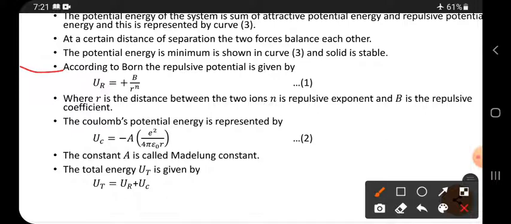According to Born, the repulsive potential is given by the Born repulsive potential equation U repulsion. U represents energy, potential energy. R indicates repulsion, and the repulsion is given by plus B by r to the power n, where r is the distance between the two ions, n is the repulsive exponent, and B is the repulsive coefficient.